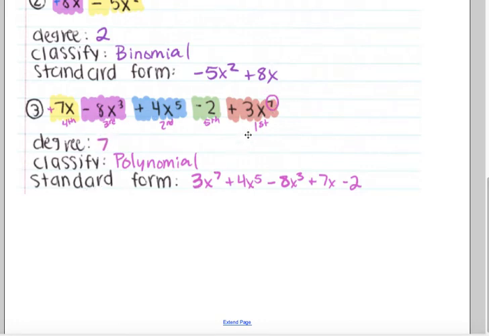And the standard form would be to start with the 3x to the 7th, followed by the next highest power, which is the 4x to the 5th, and that was a plus sign in front of that, so it has a plus sign. And then the next highest power is the power of 3 here, so it's going to be negative 8x cubed following up. And then after that, this is a positive 7x, so plus 7x, and then the constant at the end with minus 2 at the end.